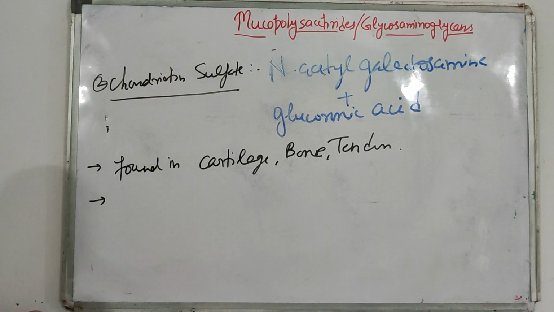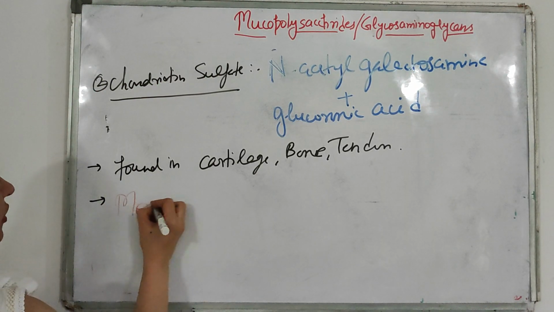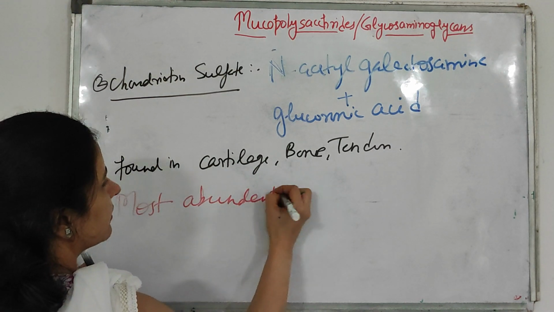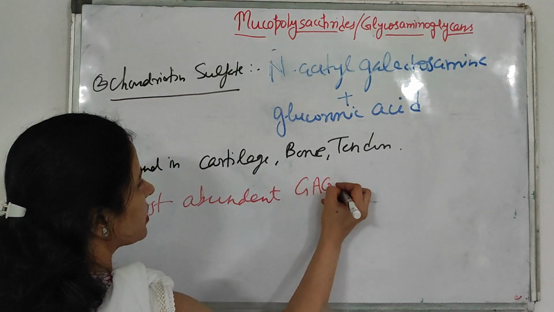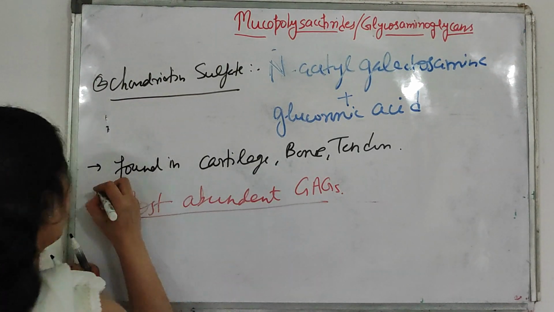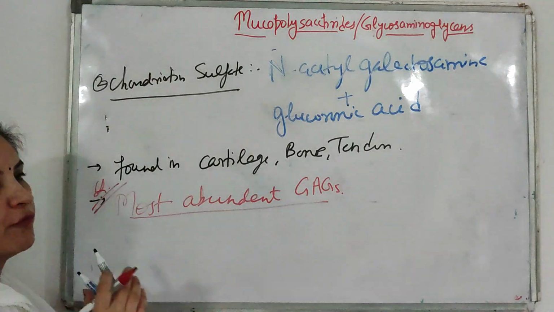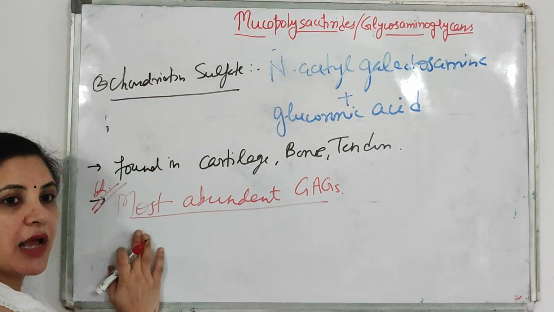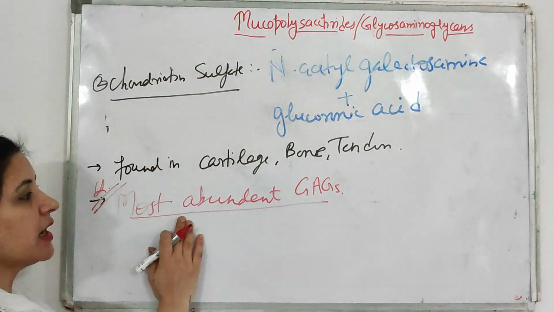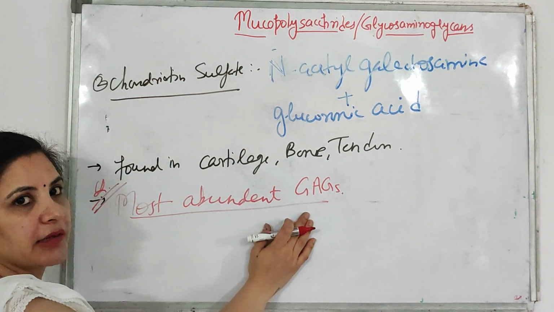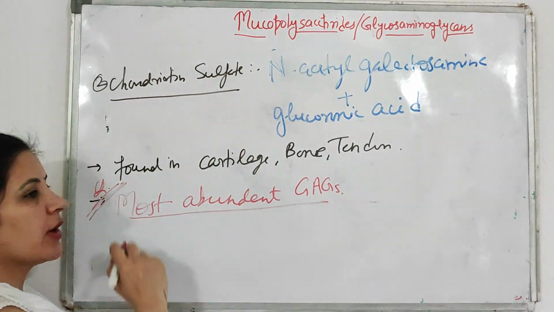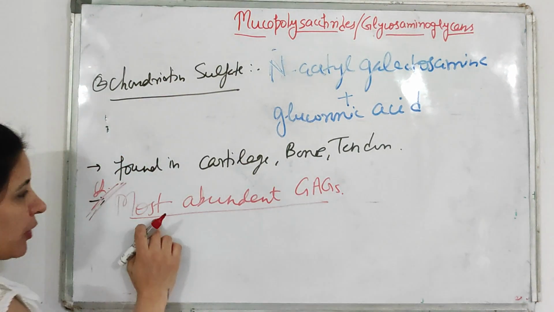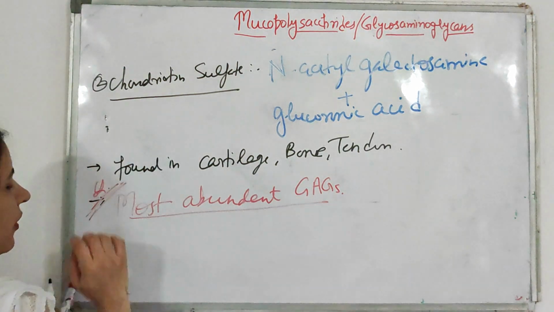An important thing to remember: chondroitin sulfate is the most abundant GAG. This is important for MCQ and viva, that is, which glycosaminoglycan is the most abundant. So remember, chondroitin sulfate is the most abundant of all the GAGs. If the question asks which of the following is the most abundant GAG, the answer is chondroitin sulfate. You must remember this point.